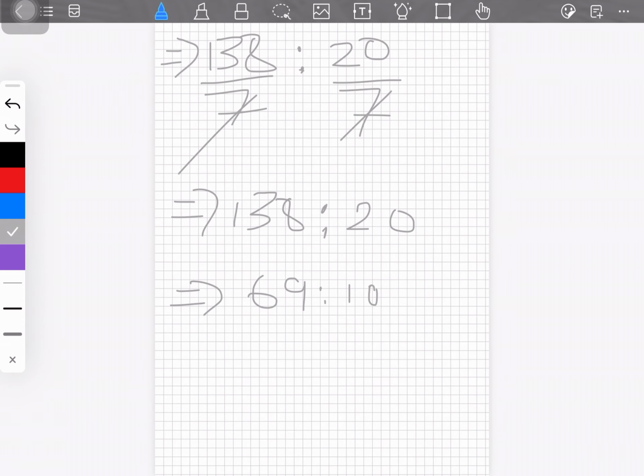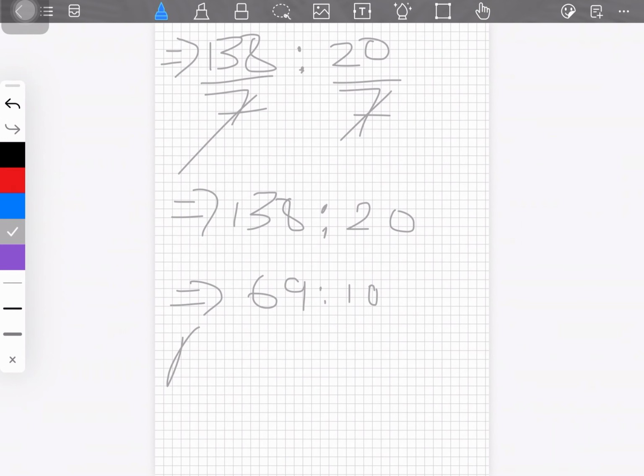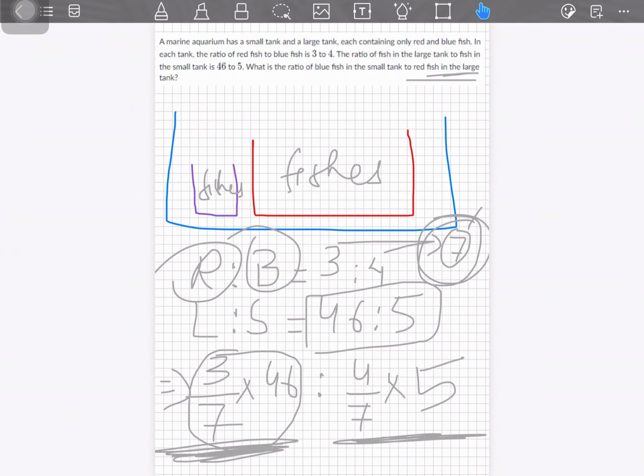But the question asked us to find the ratio of blue fish in the small tank. This is for blue fish in the small tank, and this is for red fish in the large tank. So we found exactly the opposite. The real answer would be exactly the opposite, and that is 10 is to 69. So there you go. This is the final answer. It's very easy. If you use the unitary method and find for one small fish how many red large fish there are, it gets complicated.